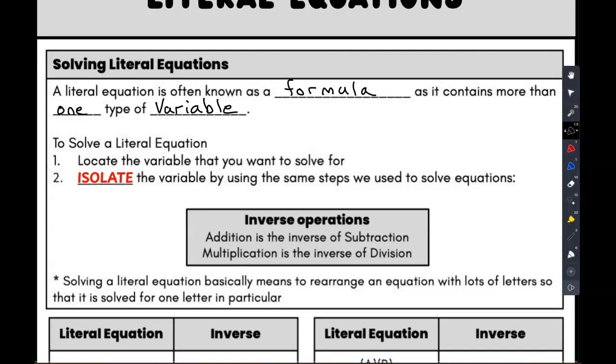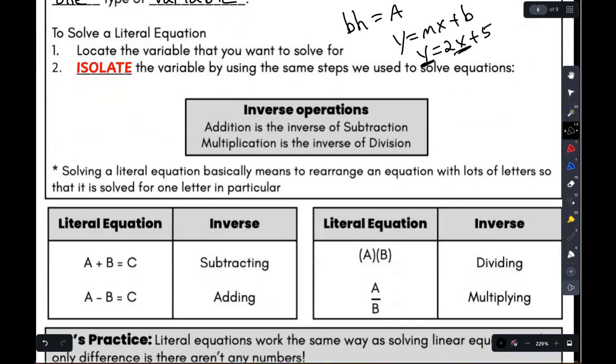Okay, literal equations. So formulas like base times height is equal to the area. See how you got more than one variable? So more than one variable is a literal equation. Or let's say y is equal to mx plus b. That's a literal equation. And even if you plug in some numbers here, like y is equal to 2x plus 5, that's still a literal equation because it has two or more variables. All right? And that's why they call it the slope-intercept formula. So formulas are literal equations. Let's take a look and see what else we got here.